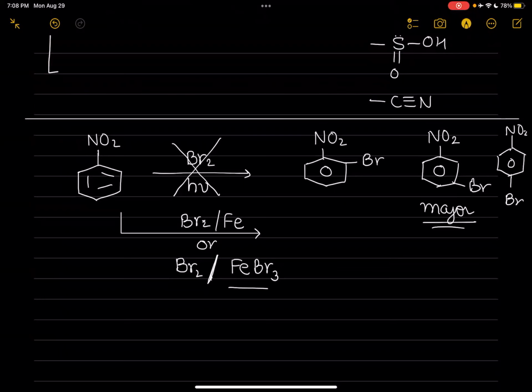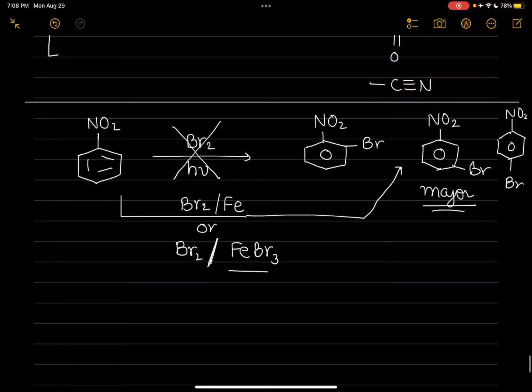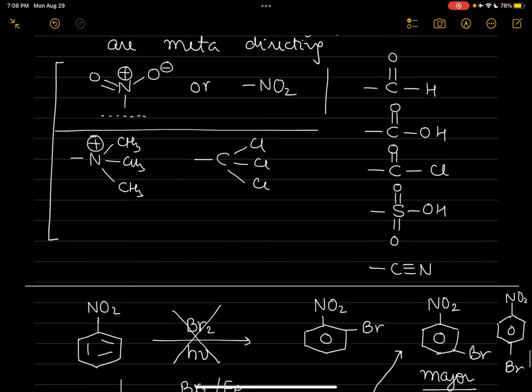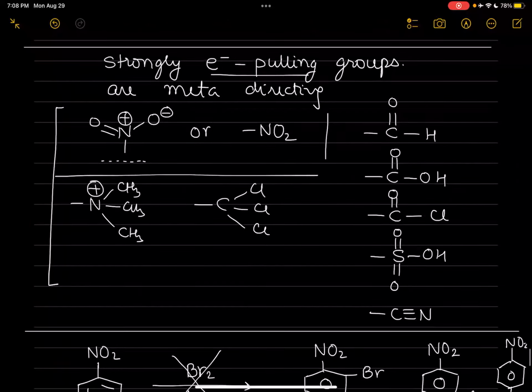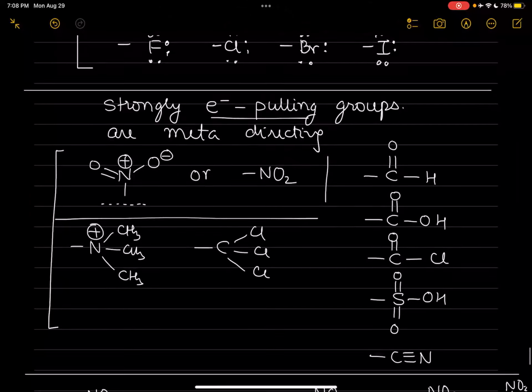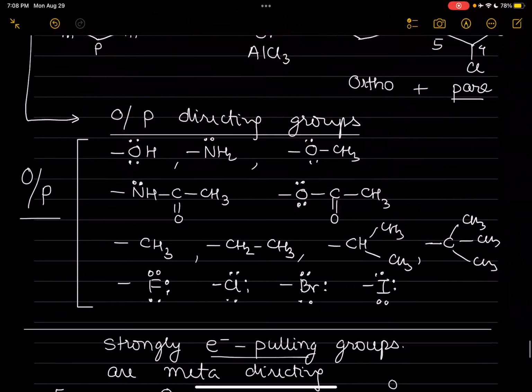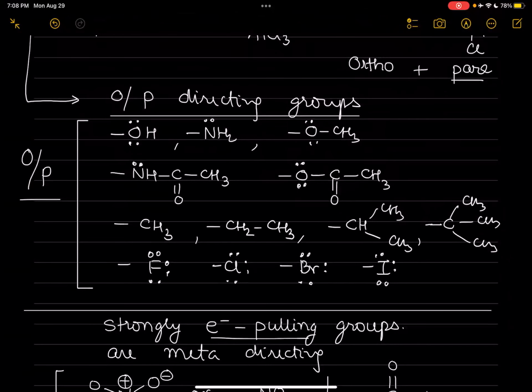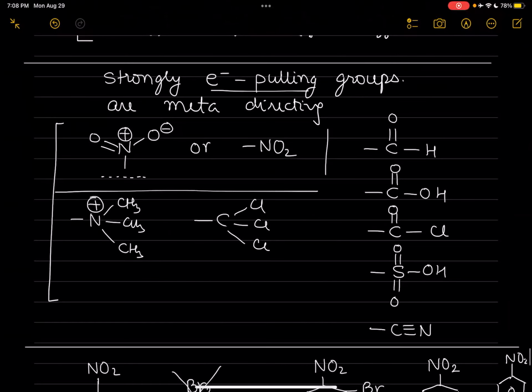Why meta? Because it's a strongly electron pulling group. Yeah, electron withdrawing group. Suppose you want to get into the detail, this is just a shortcut way which will help you to quickly answer the question. This is the list of the ortho-para directing groups and the meta directing groups. This is ortho-para and this one is meta directing groups.